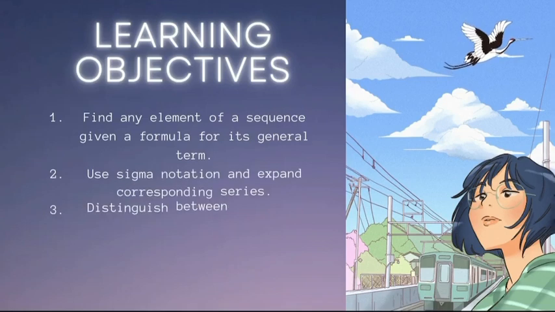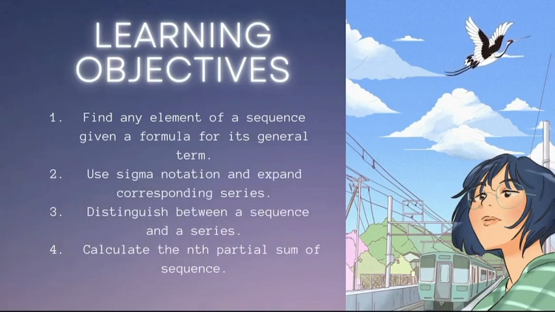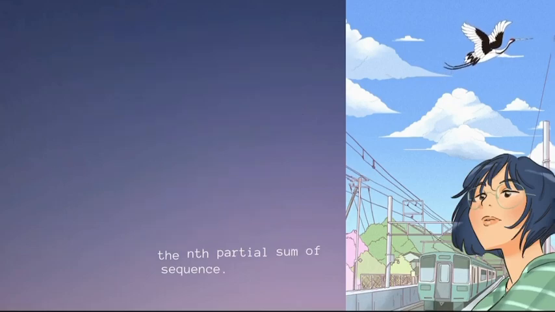Learning objectives. Find any element of a sequence given a formula for its general term. Use sigma notation and expand the corresponding series. Distinguish between a sequence and a series. Calculate the nth partial sum of a sequence.